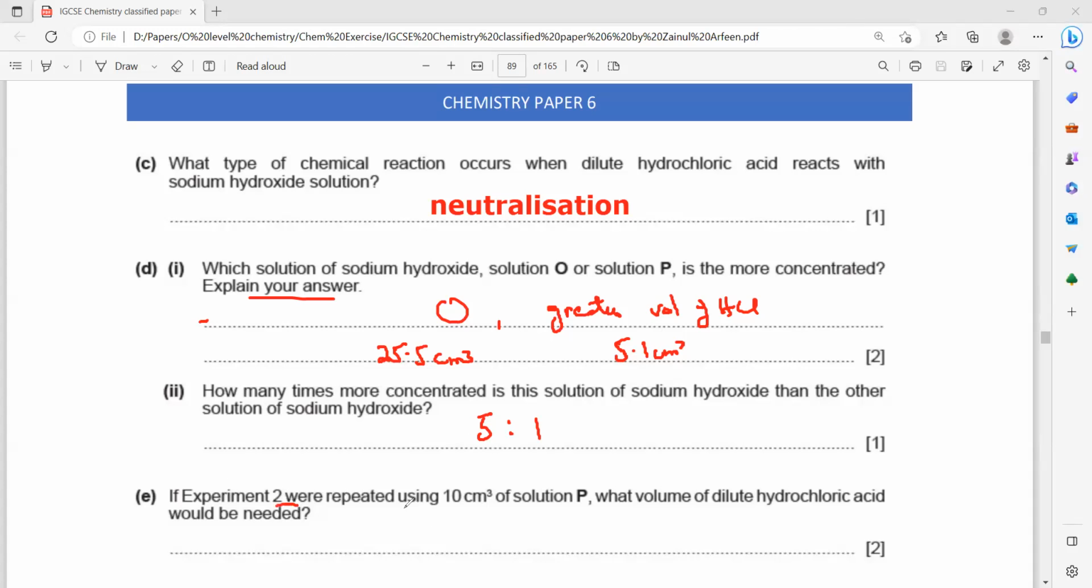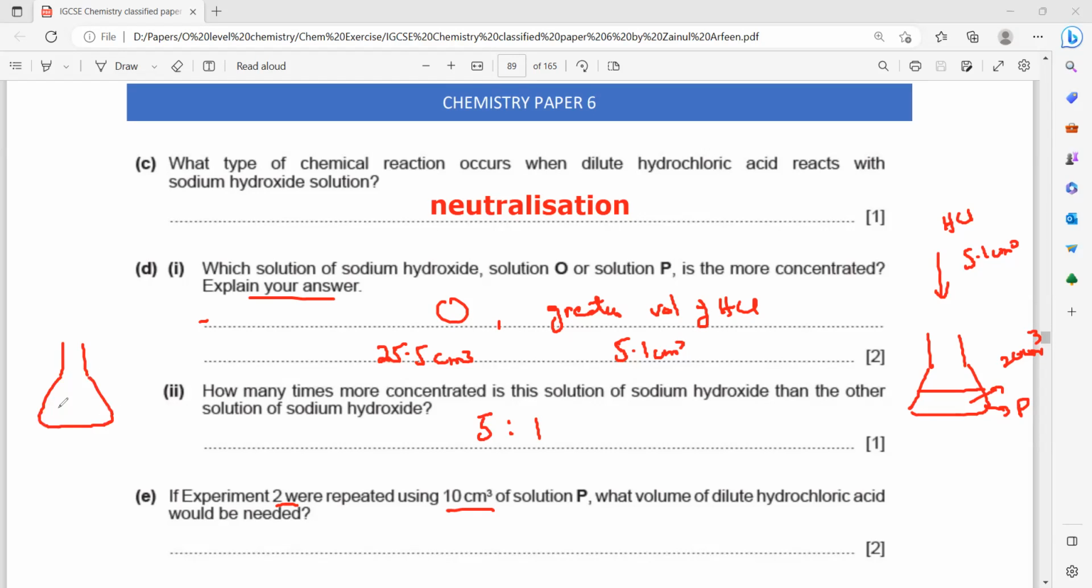If experiment 2 were repeated using 10 cm cube of solution P, what will be the volume of hydrochloric acid? Look, in the first experiment we took 20 cm cube of P, and how much HCl was needed for a complete reaction? It was 5.1 cm cube. Now they are saying if we carry out the same reaction with different amounts, for example 10 cm cube of P, how much HCl is needed?